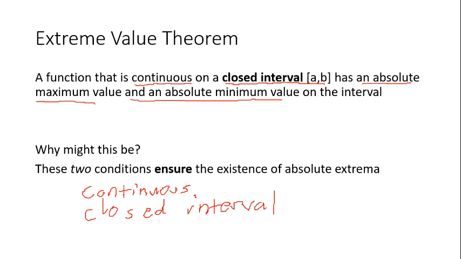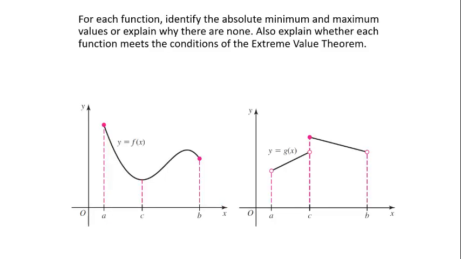So if you have a function that is continuous on a closed interval, the function is guaranteed to have an absolute maximum and an absolute minimum on that interval. So for each of these, we're going to state whether the extreme value theorem even applies, and regardless of whether or not it does, we're going to identify the absolute minimum and the absolute maximum, or explain why there aren't any.